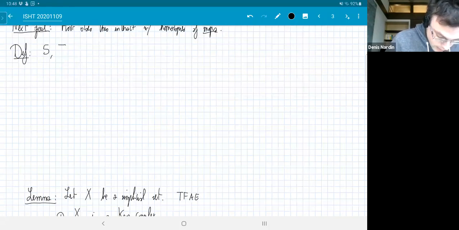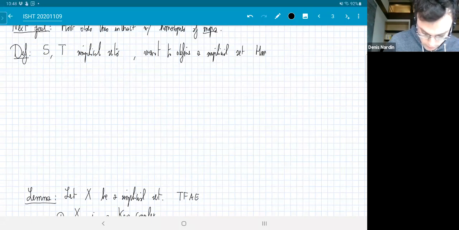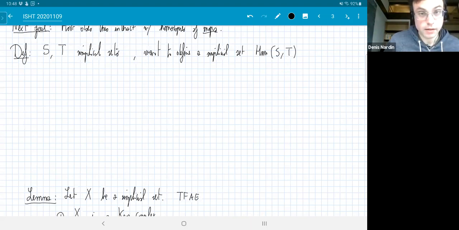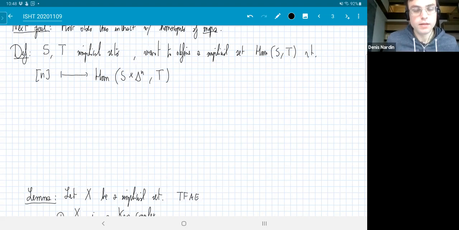Okay. S, T simplicial sets. I want to define a simplicial set hom(S,T), which is the internal hom here, such that it sends [n] to the set of maps from S times delta n into T. So intuitively, its zero simplices are literally maps of simplicial sets. Its one simplices are what I want to call homotopies of simplicial sets. Its two simplices are like witnessing compositions of homotopies, and so on and so forth.